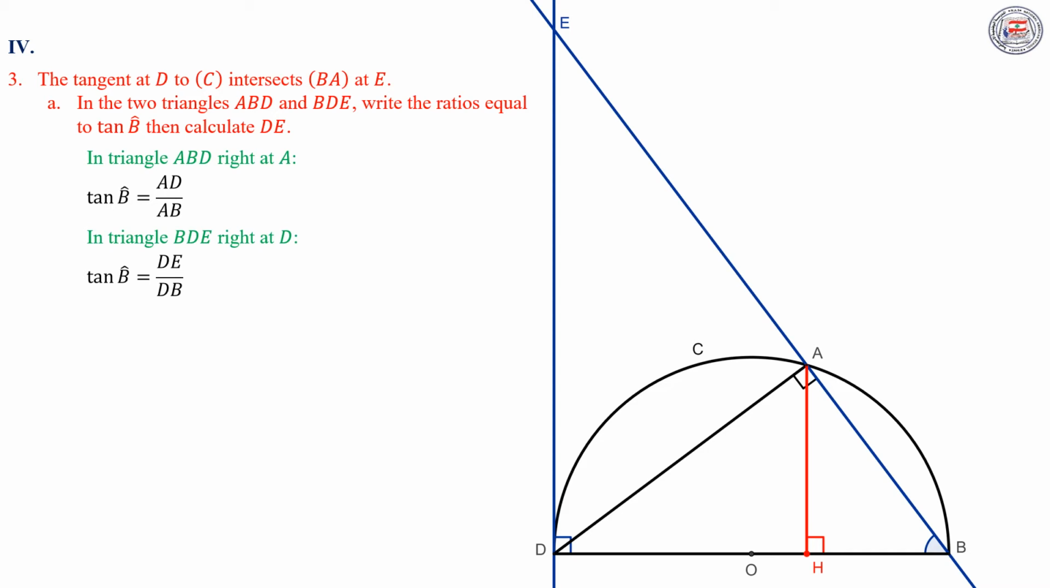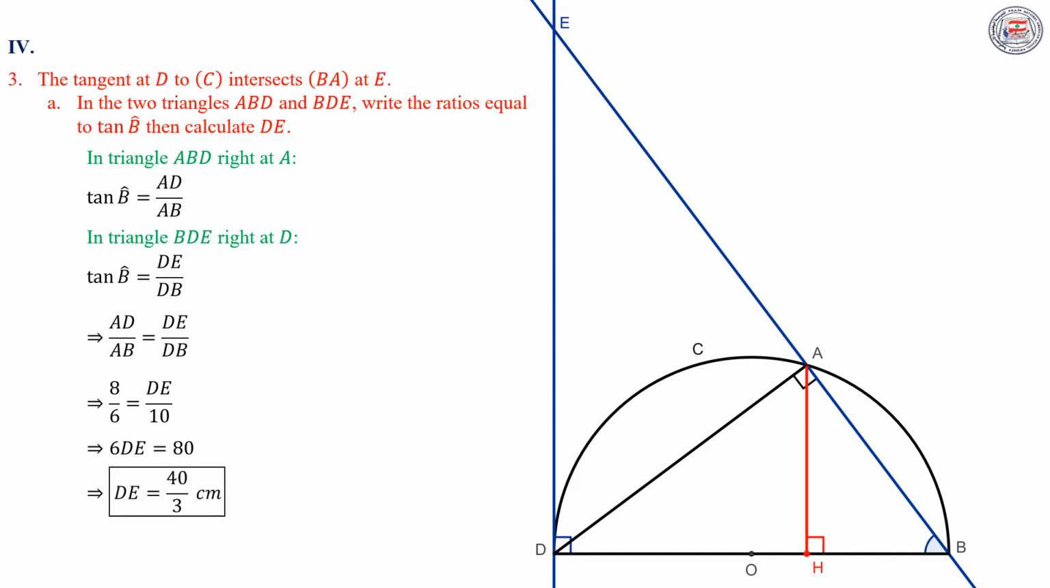We still have to calculate DE. Since we have the same tangent B, then AD over AB equals DE over DB. So 8 over 6 equals DE over 10, then 6 DE equals 80. Therefore, DE equals 80 over 6 equals 40 over 3 centimeters.